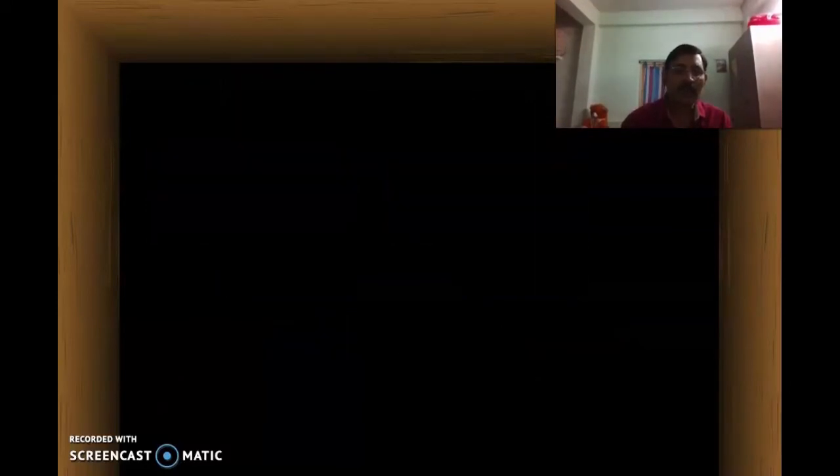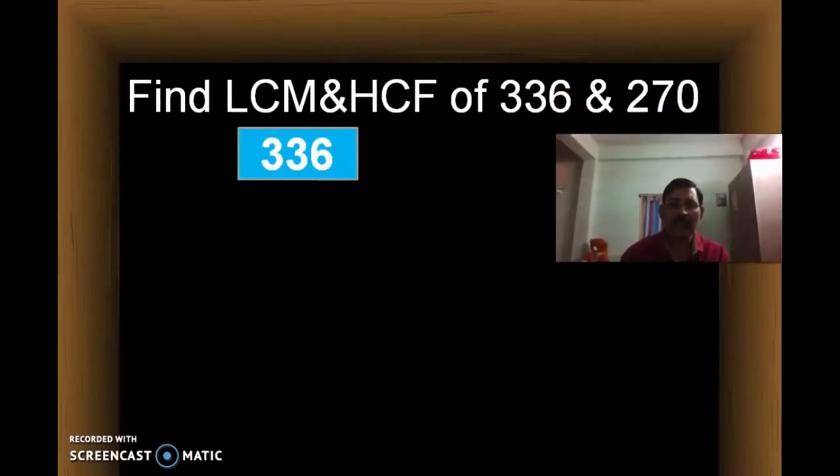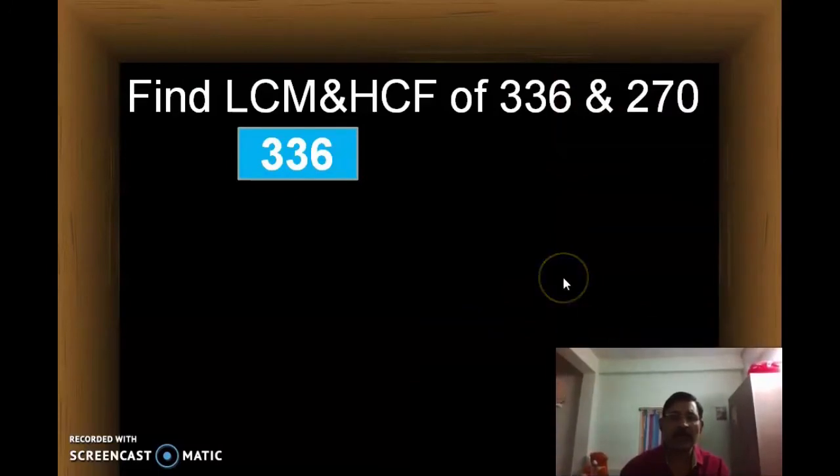Now let us consider one more example here. Find the LCM and HCF of the numbers 336 and 270. Again simply here we are going to find prime factors for the two numbers separately. For 336 we try to find prime factors.